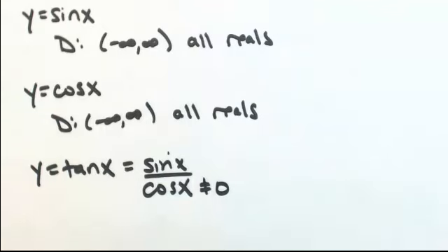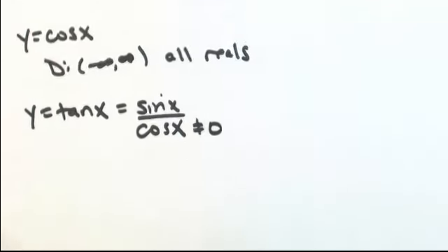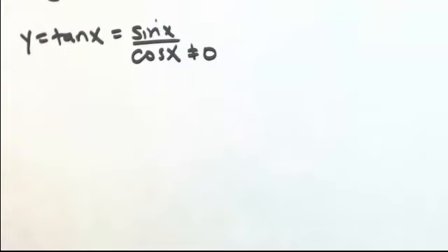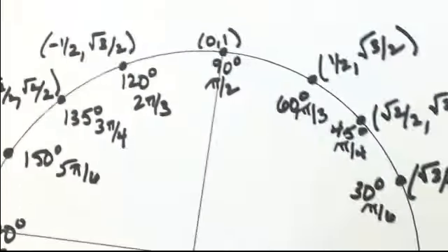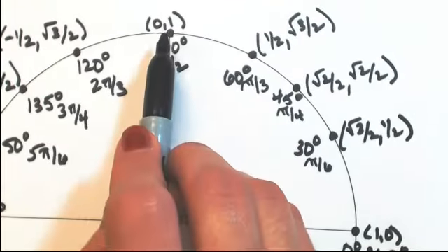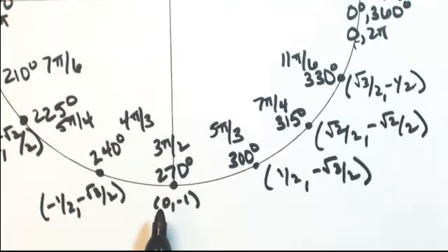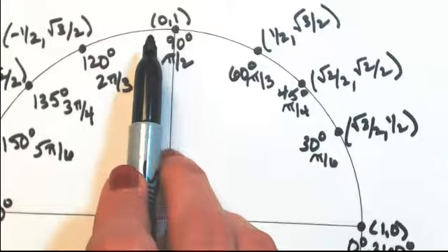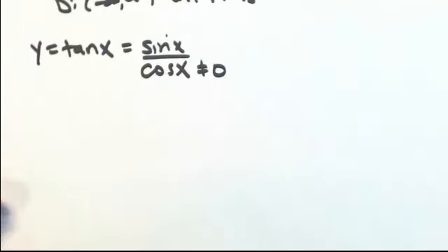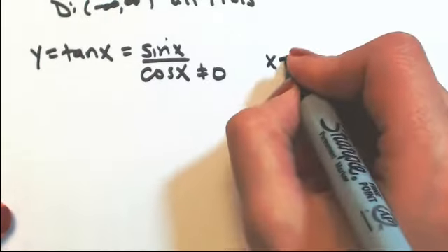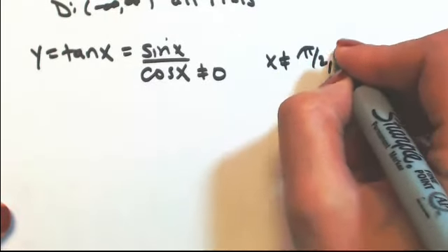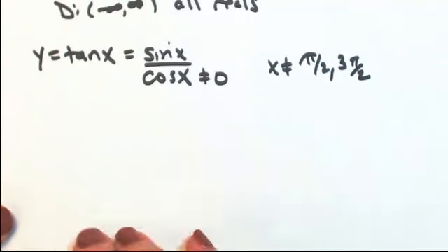So looking at the unit circle, I'm going to go to the place or places where the cosine is 0 and eliminate those values. So looking for where the x-coordinate is 0, we're at the top of the circle and at the bottom of the circle. So at pi over 2 and at 3 pi over 2, cosine would be 0, which means that tangent of x would be undefined. So x cannot be pi over 2 or 3 pi over 2.